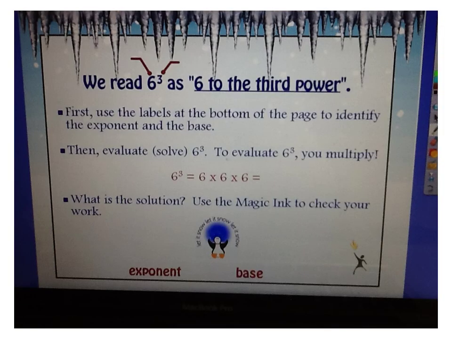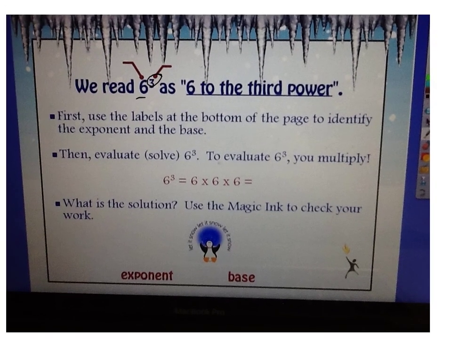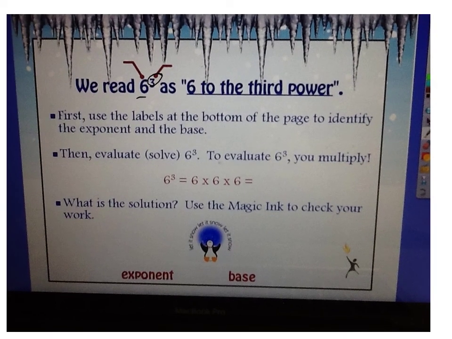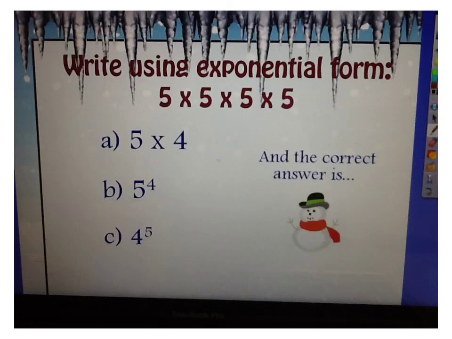When we get to that page, once again, here is a little bit of review. We read 6 to the 3rd as 6 to the 3rd power. Remember that the 6 is our base, the 3 is our exponent. Once again, since it's 6 to the 3rd, we have 6 as our base, so that is going to be our factor that we multiply, and the reason why we have 3 is because our exponent tells us that's how many times we need to multiply.